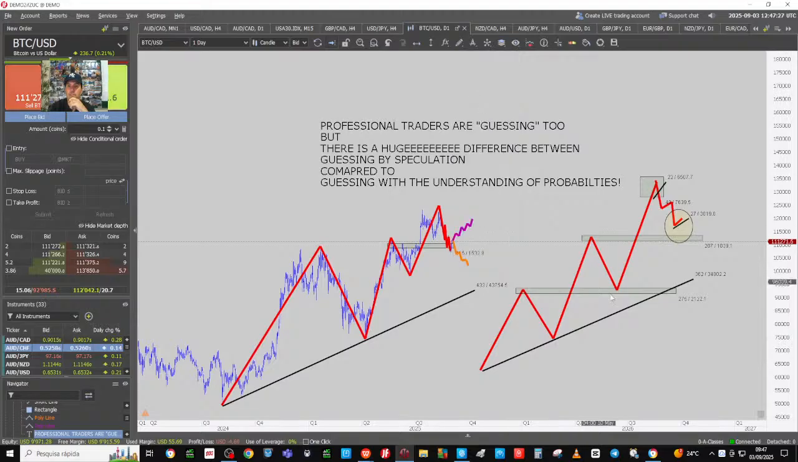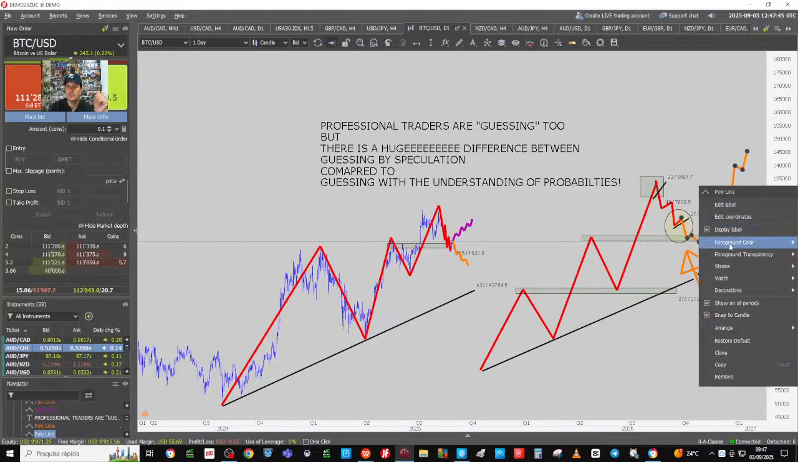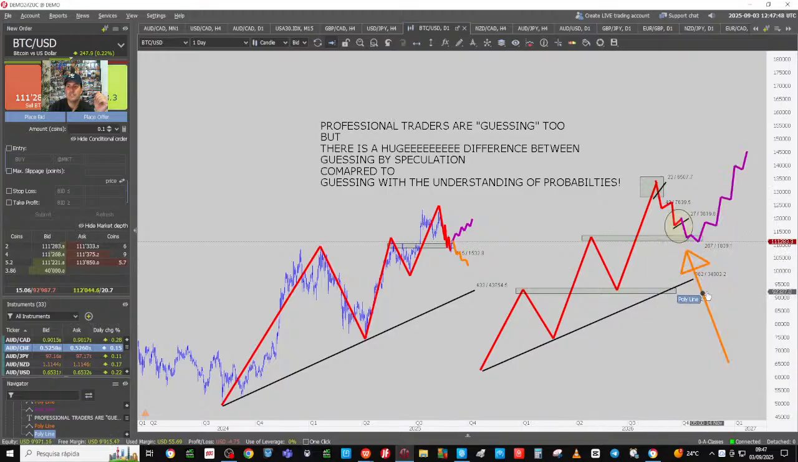Meaning, if I'm here, alright everybody, fair enough? If I'm here and I'm guessing with probabilities, maybe the market is going to go down a little bit more, but nonetheless I'm expecting the market, 7 times out of 10, it's a probability profession, to go back up. Does this make sense? But if I'm guessing by speculation, oh, I'm seeing an uptrend, I'm seeing up structure, whatever, oh, this market is going to fall for sure.